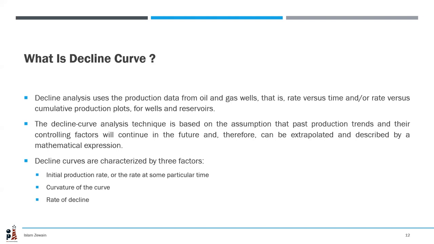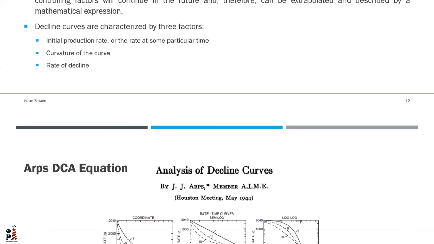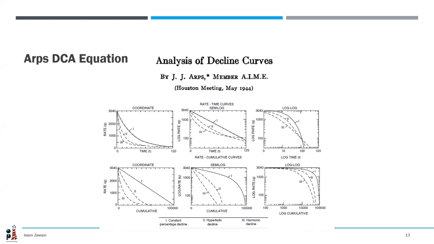Decline curves are characterized by three factors to calculate the production: the initial production rate, or the rate at some point in time from which you extrapolate, the curvature of the curve, and the rate of decline. One major model for the decline curve we all use is the Arps decline curve model. It characterizes the production curve curvature through three types: constant percentage decline through time, which is called the exponential decline curve, or the hyperbolic decline curve, or the harmonic decline curve.